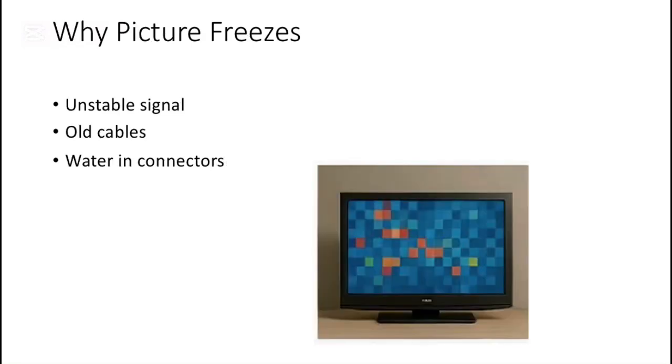Now let's talk about picture freezing and pixelation. When the picture breaks into blocks or freezes, this means unstable signal. The decoder is receiving signal, but not consistently. The data arrives in pieces instead of smoothly. This causes the image to break or pause. Common causes include weak dish alignment, old or damaged LNB, water inside cables, loose connectors, dish movement during wind. This is not a decoder problem, it is a signal quality issue.